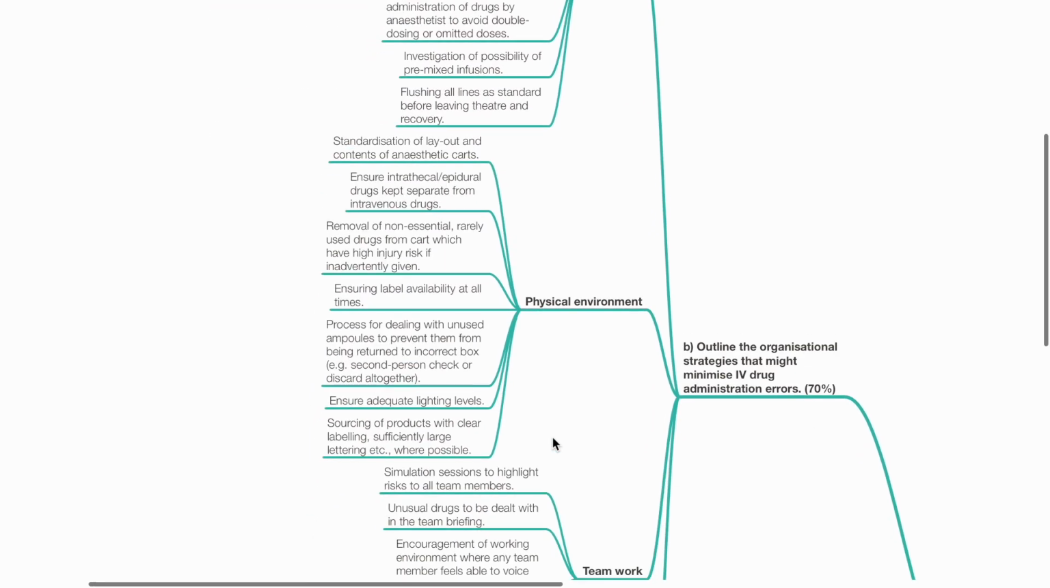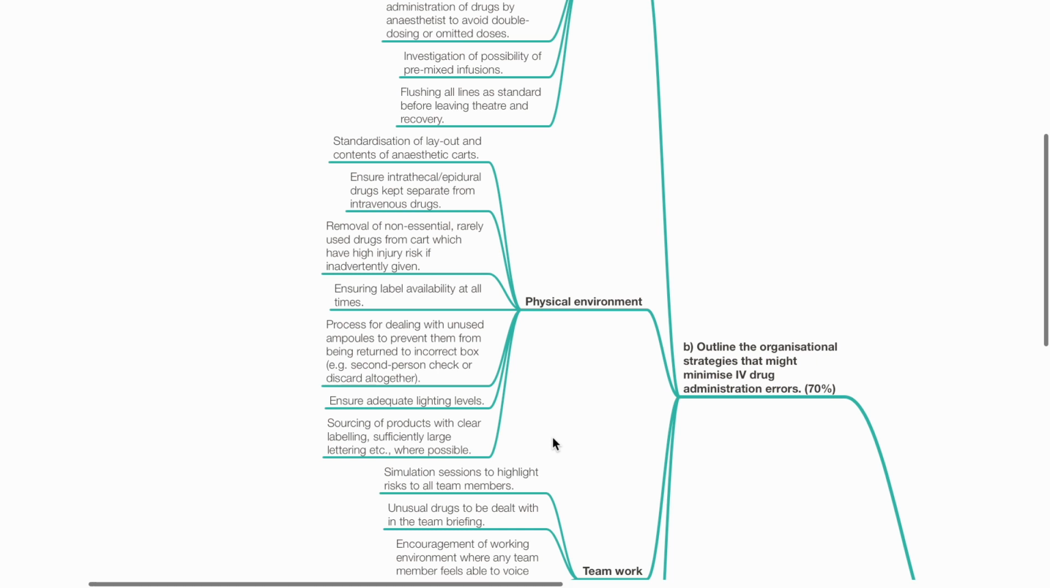Physical environment: standardization of layout and contents of anesthetic carts. Ensure intrathecal and epidural drugs are kept separate from IV drugs. Removal of non-essential, rarely used drugs from the anesthetic cart, which have a high risk of injury if inadvertently given. Ensuring label availability at all times.